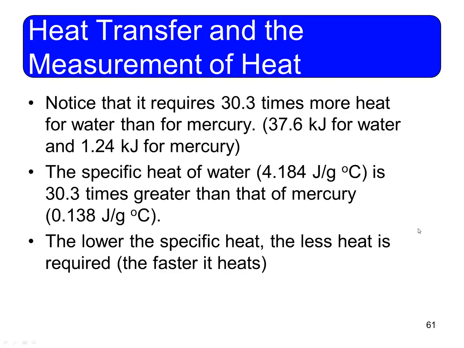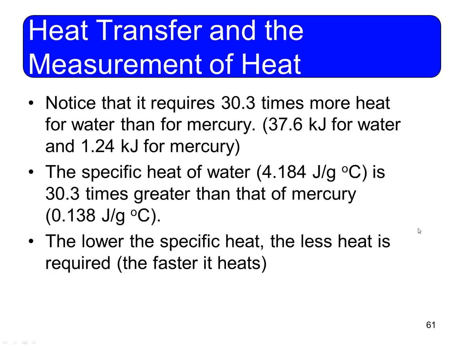Okay, so basically, the point of all this, if we think about a general idea: the lower the specific heat value, so that term that's going to be given to you, and here for mercury it was a lot lower, 0.138. The lower the specific heat, the less heat it takes to heat the substance up, and so it's going to be faster at heating.